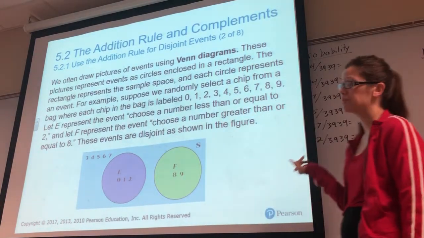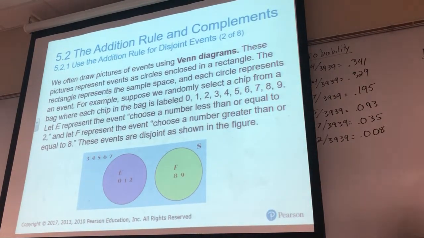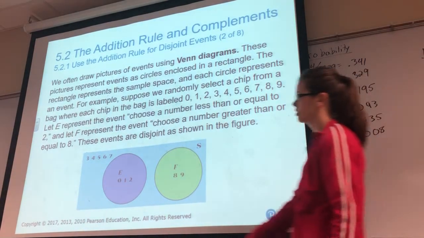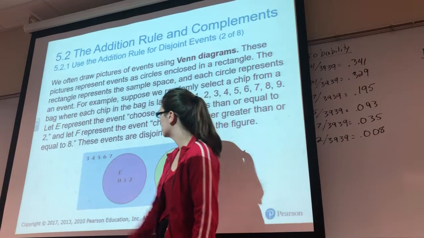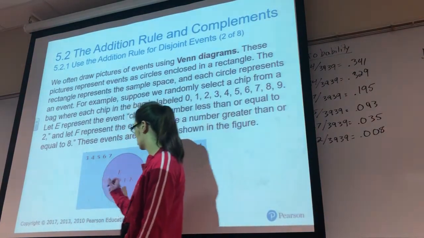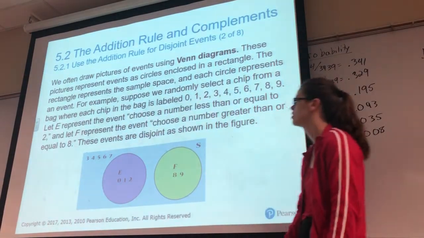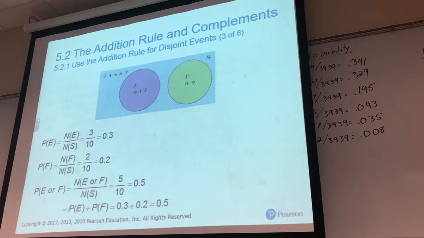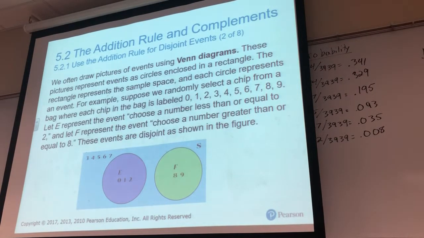Notice they don't have any outcomes in common. There's no number that's both less than or equal to 2 and greater than or equal to 8. So there's no overlap right here. There's a little space in between. And then here on the outside, you've got all of our leftover numbers that aren't in either E or F. That's what its Venn diagram does. Like I said, you won't have to draw those things out. Oh, you already have the answers on there. That's not good.